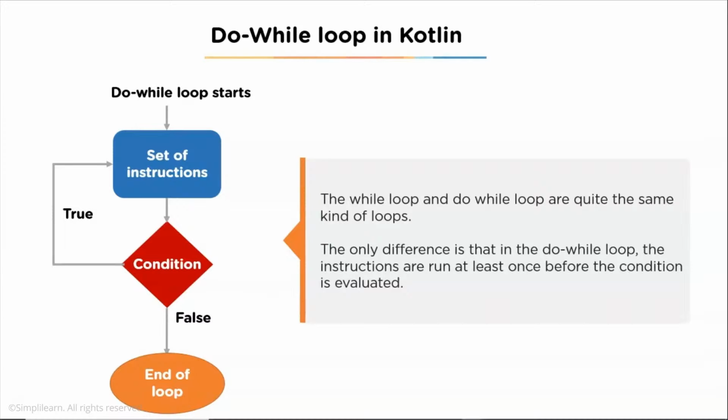So as we can see in the diagram, the do while loop starts and the set of instructions are executed. After that, the while loop condition is checked. If it is true, then again the set of instructions will execute. So basically, in a do while loop, the set of instructions will execute once before checking the condition, and after that it will check for the condition to be true. So we can say the set of instructions will execute once even if the condition is not met.